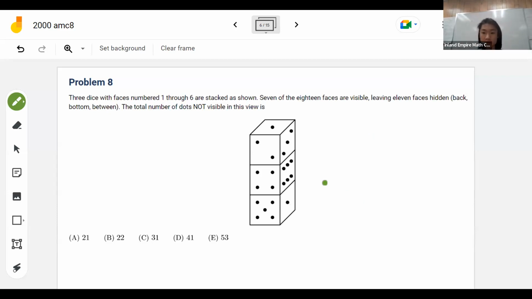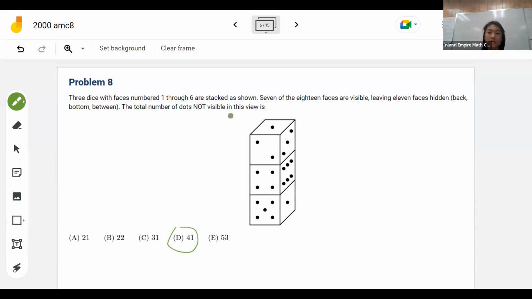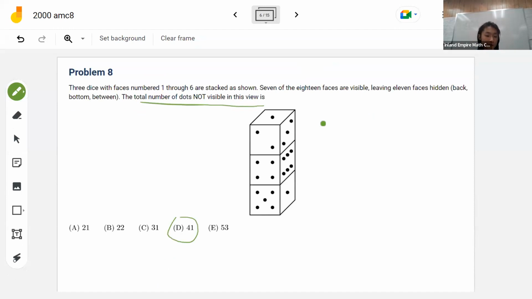All right, so it's been around 2 minutes. Let's take a look at this problem. The correct answer is D, 41. We're looking for the total number of dots that are not visible from this view. What we can do is find the total number of dots on all of the dice, and then we can count how many dots we can see, and then subtract that.